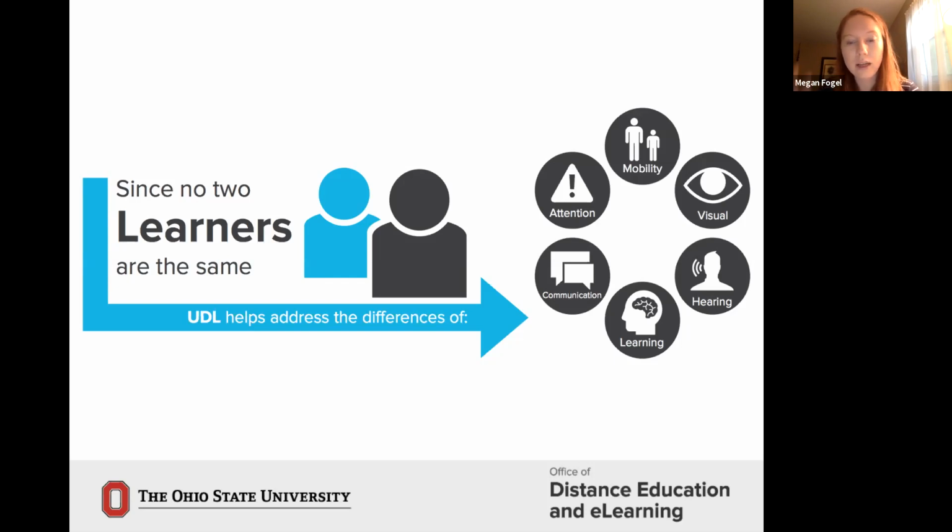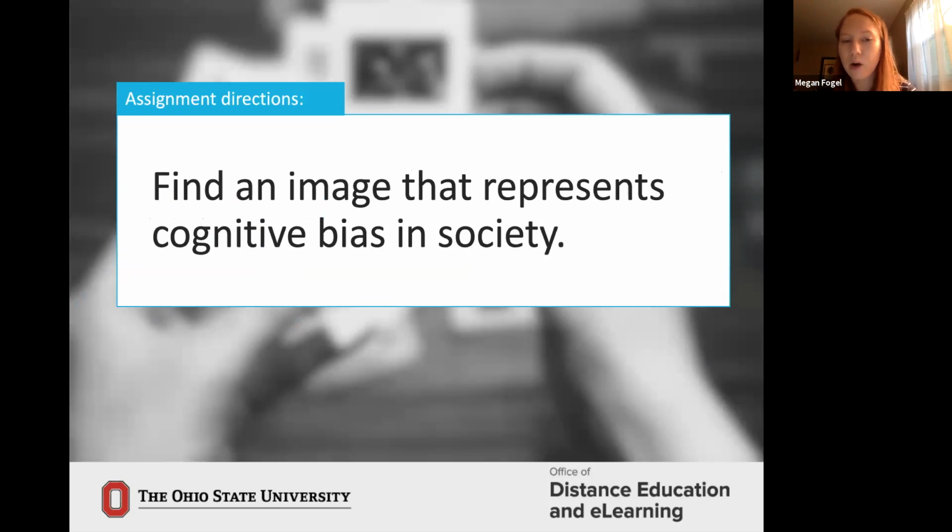So I wanted to give you a quick example, and this one is a little bit more academic, but it's a very simple idea here. So maybe this is a prompt for a sociology course or something like that, right? We have: find an image that represents cognitive bias in society. So I wonder if somebody can jump in the chat and just tell me what they think the problematic word is there. What would be the barrier?